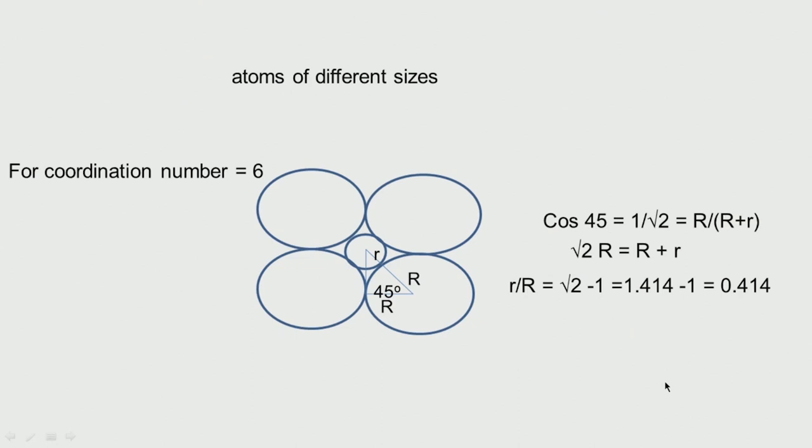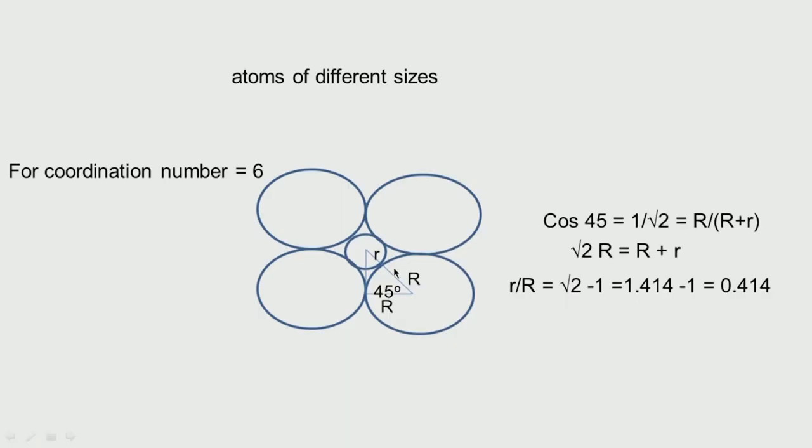That means I can fit exactly a smaller circle which will have a radius equal to 0.414 of the bigger radius. If I have a smaller one, then of course the smaller circle will not touch all of them. If I have a bigger one, it is going to dislocate or shift all of these things. So you have to keep that in mind.